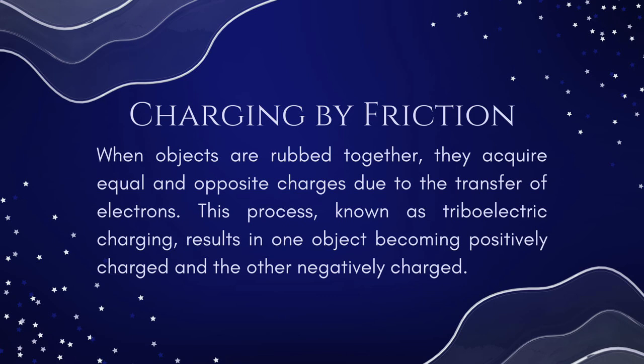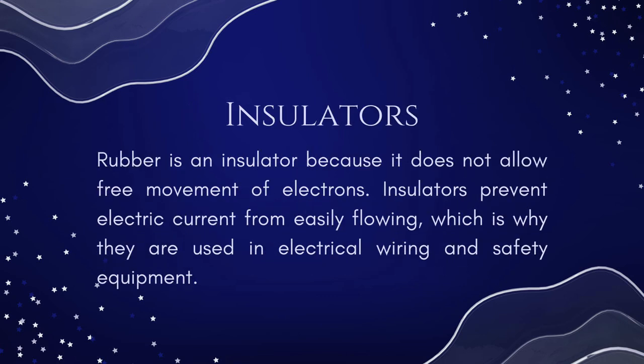We have to also remember that the process of charging by friction only works well with insulating materials, because conductors allow charge to dissipate or be lost. Now let us look at the insulators. These are the materials that do not allow the free flow of electric charges. Unlike conductors, which enable electrons to move easily, insulators restrict electron movement, preventing the transmission of electricity.